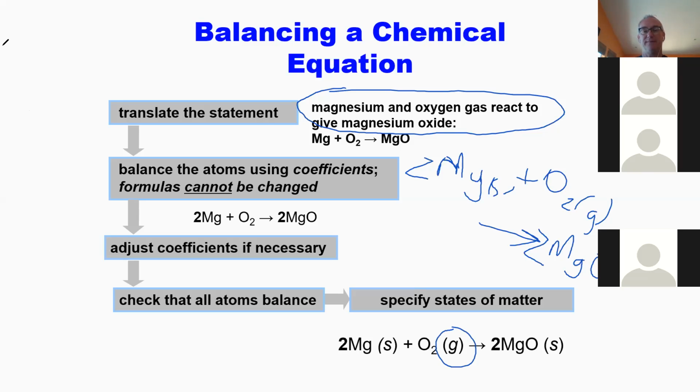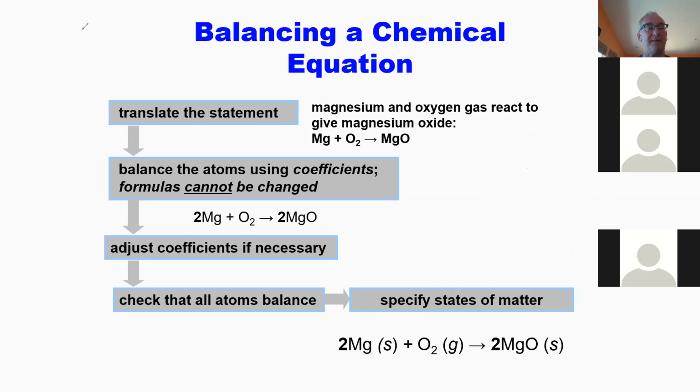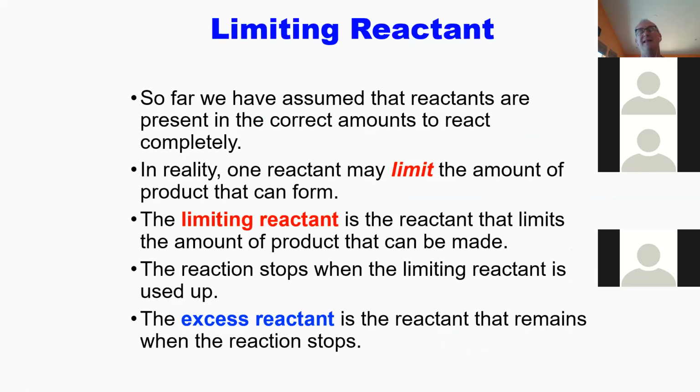Sometimes you're going to have to translate a statement into actual chemicals. You're going to have to remember the formulas. You can't change the formula. The formula is what it is. It's MgO. It ain't anything else. So that will lead you to have to balance the equation. So the number of atoms have to be the same on both sides. And this is going to be super important.